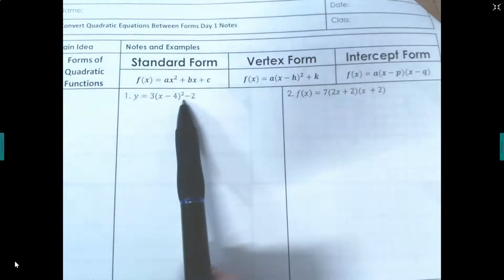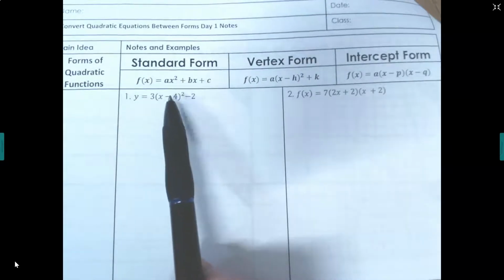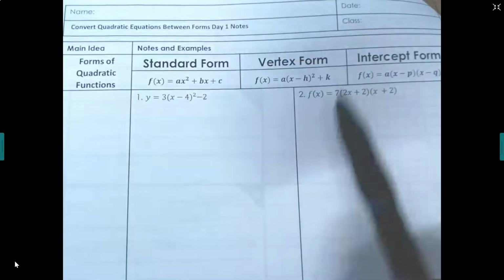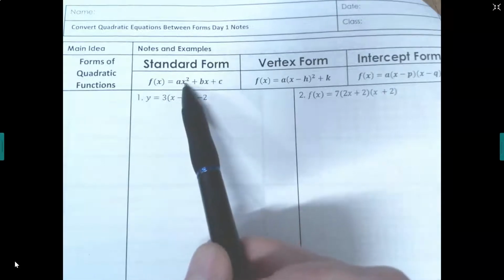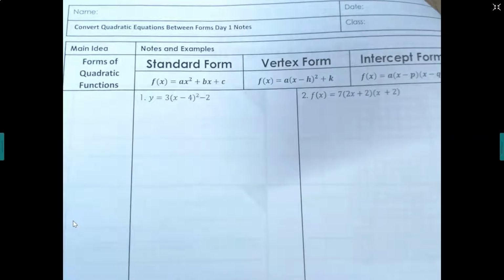When I give you the equation in this form, this is called vertex form because we can clearly see the vertex of 4, -2. That's the advantage of the vertex form. But we want to change from this form into our standard form, which is ax squared plus bx plus c. In order to do that, we will need to be able to multiply and combine like terms.